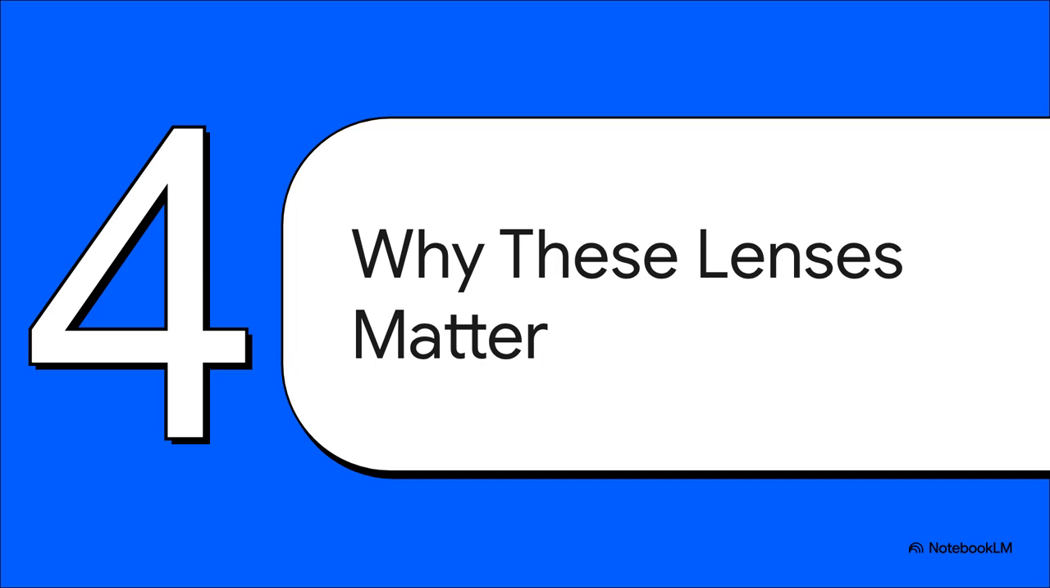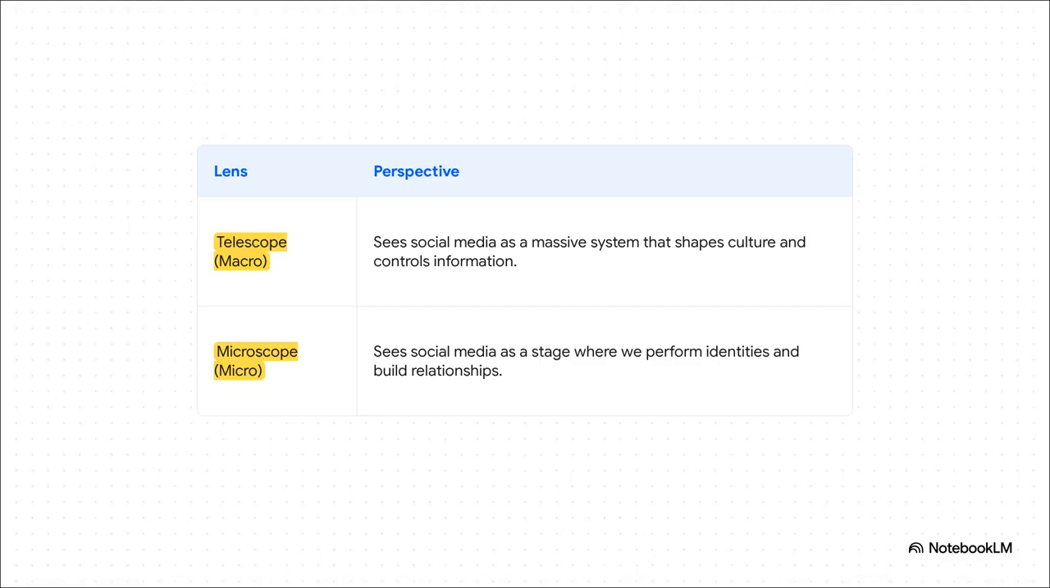Okay, so why does any of this actually matter outside of a sociology class? Because these lenses, the telescope and the microscope, are incredibly powerful tools for making sense of the world we're all living in right now. Let's just take social media for an example. The telescope lens, the macro view, helps us see it as this massive global system, an economic machine built for profit, a political tool that can shape elections, a force that creates new kinds of social inequality.